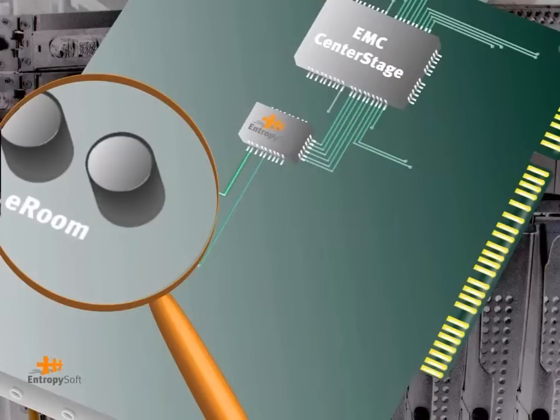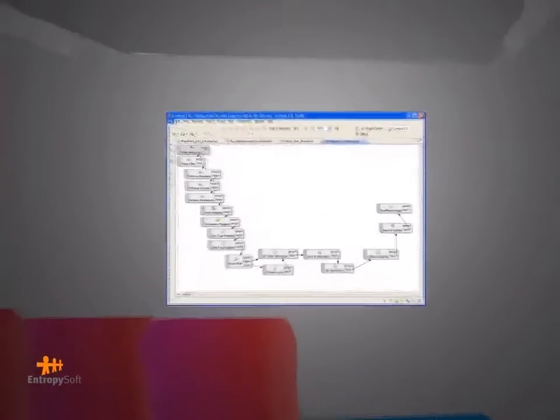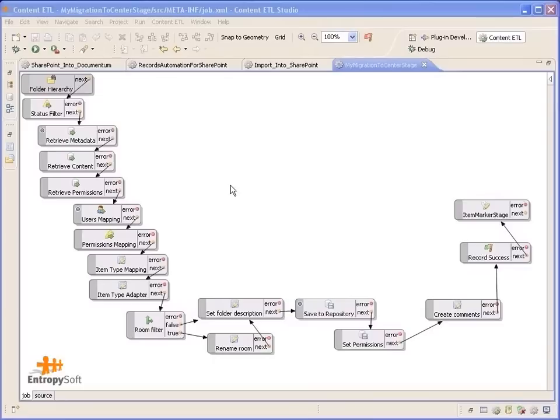I am going to illustrate one very important feature of Content ETL, its capacity to analyze any content repository. Being able to analyze a repository is vital before planning a migration. In the previous session, we used a template to create the bridge between eRoom and CenterStage. There are also templates to build detailed reports on the repository content. Let's create a new bridge and create one such detailed report.